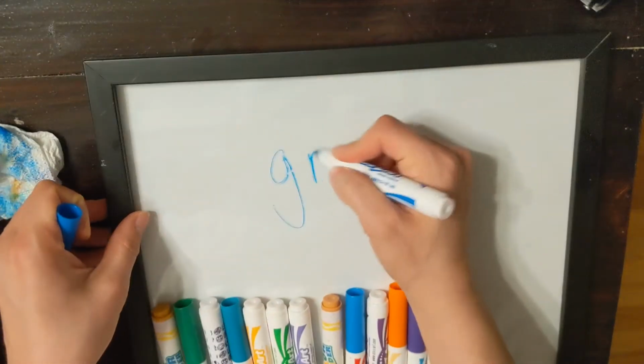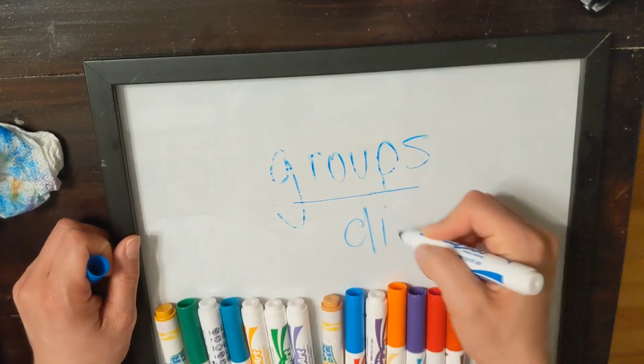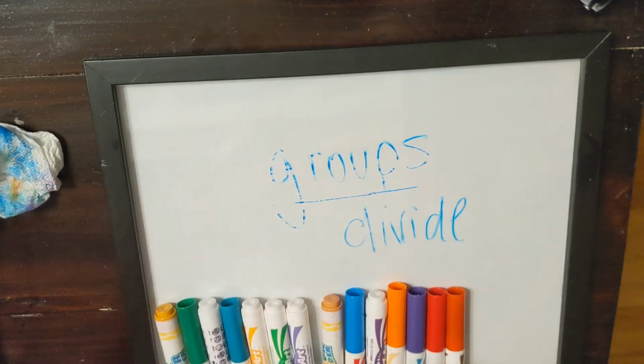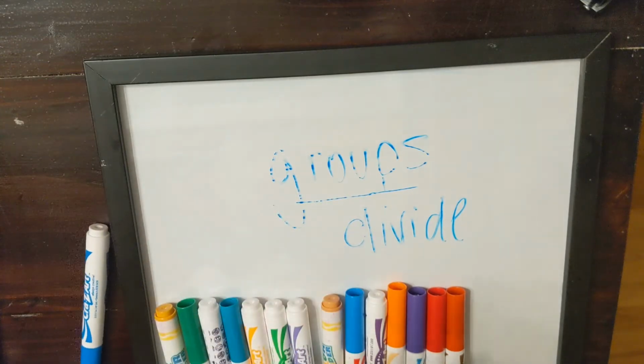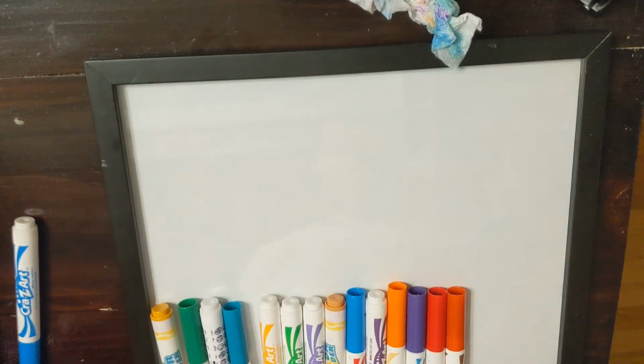need you to think groups. I need you to think the word groups. I need you to think of the word divide. Not in the sense of division, but in the sense of I am going to divide or distribute or separate my large number into small parts, kind of like what we do with fractions.